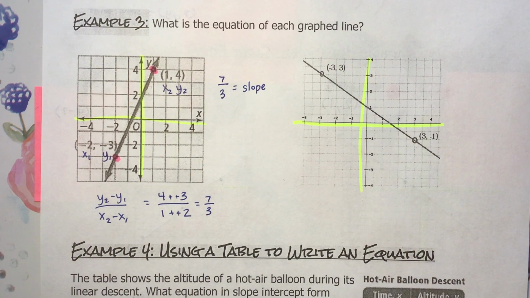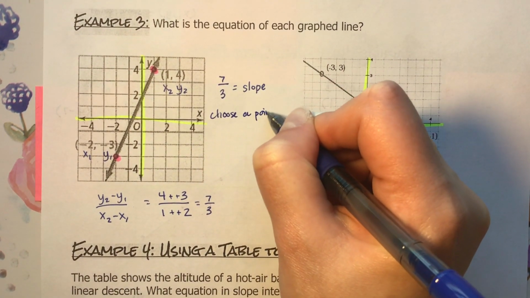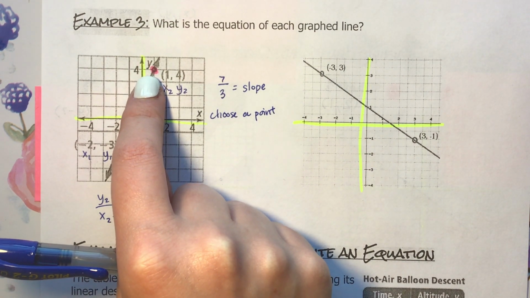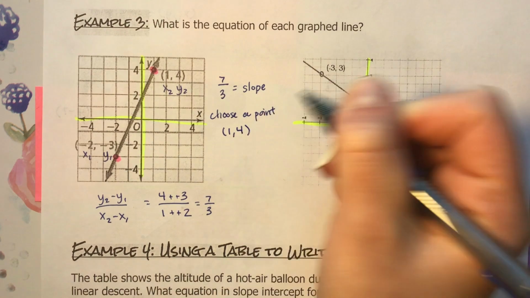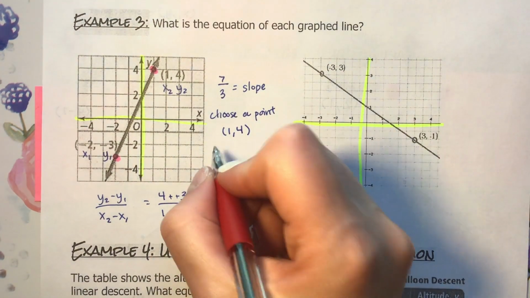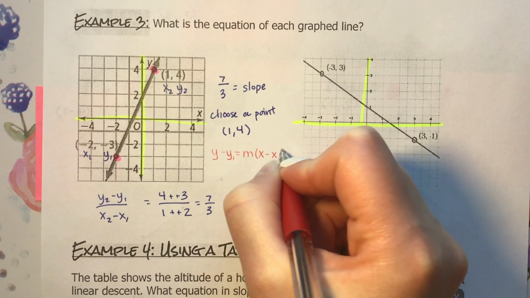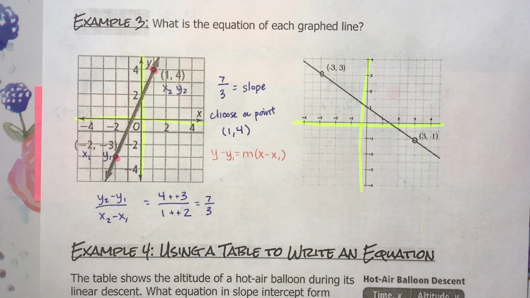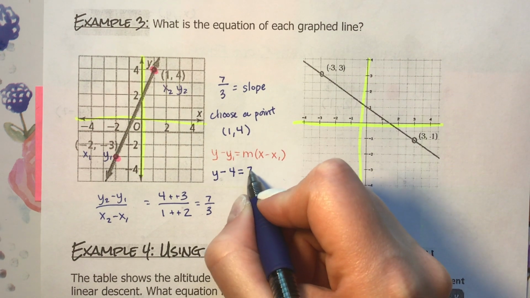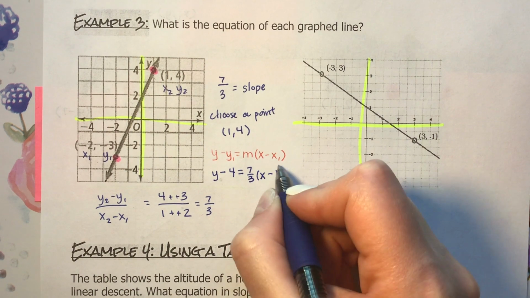Then I need to choose 1 point. Choose a point. It really doesn't matter which one. I'm going to choose 1, 4 because they're both positive, and that makes it easier. So I'm choosing 1, 4, and now I'm plugging it into my formula. I'll write it down again for you. So it's y minus y sub 1 is equal to m parentheses x minus x sub 1. So let's fill that in. I have y minus 4 is equal to 7/3 parentheses x minus 1.